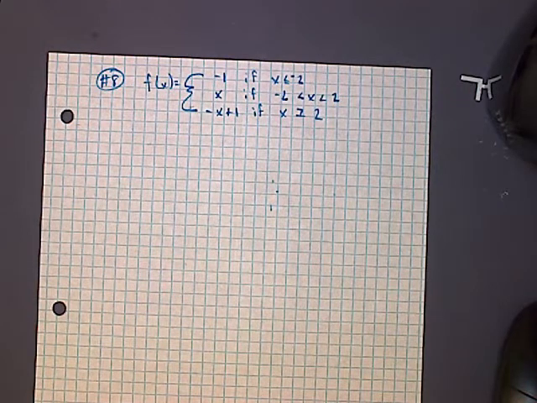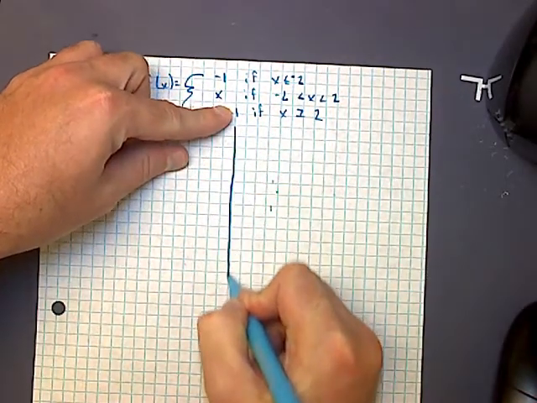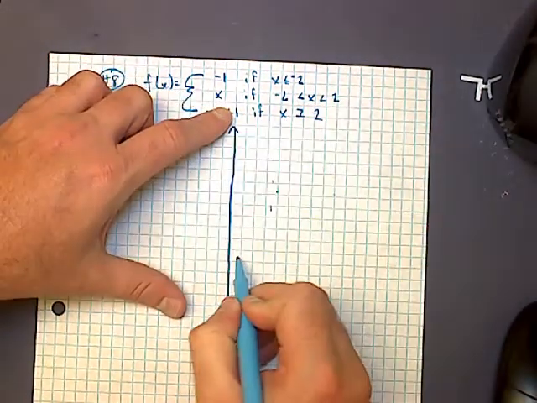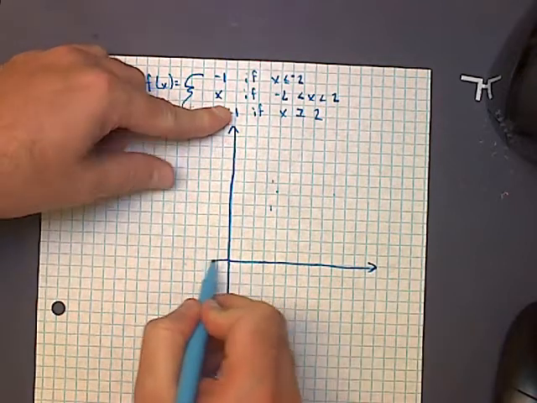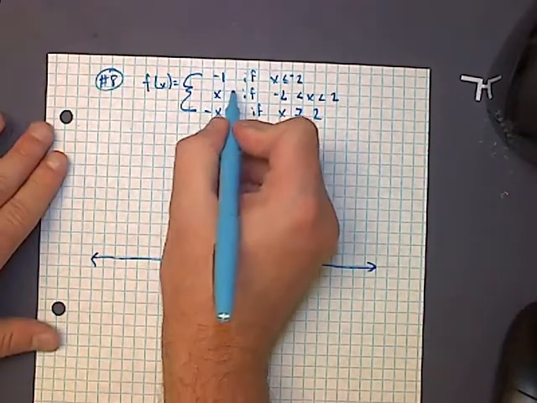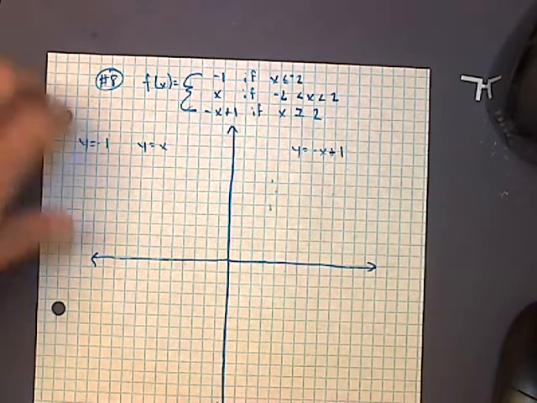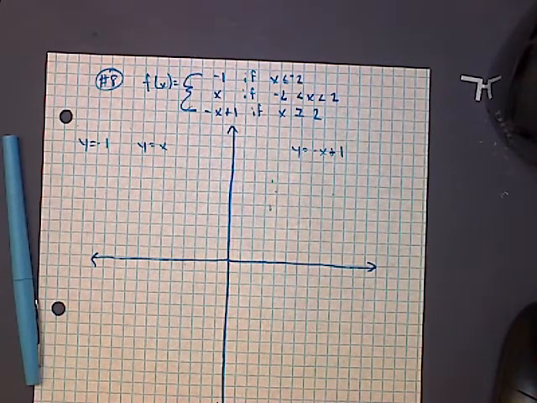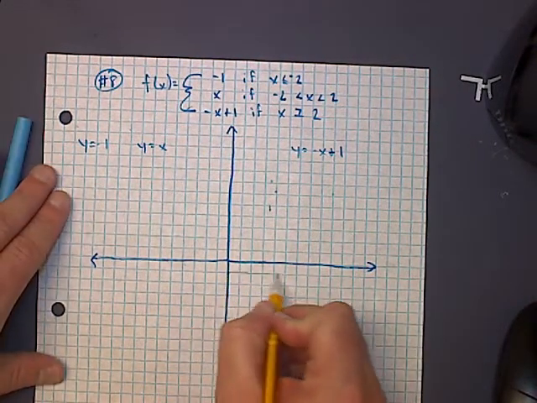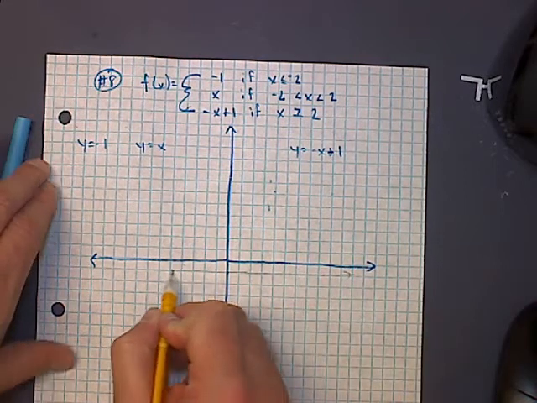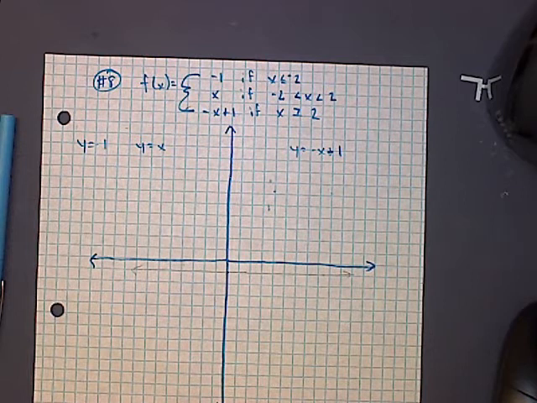All right, we have 3 pieces here. First function, y equals negative 1, y equals x, and y equals negative x plus 1. All right, y equals negative 1. That is a horizontal line at negative 1. Y equals x. That's the identity function. You should know that by now.